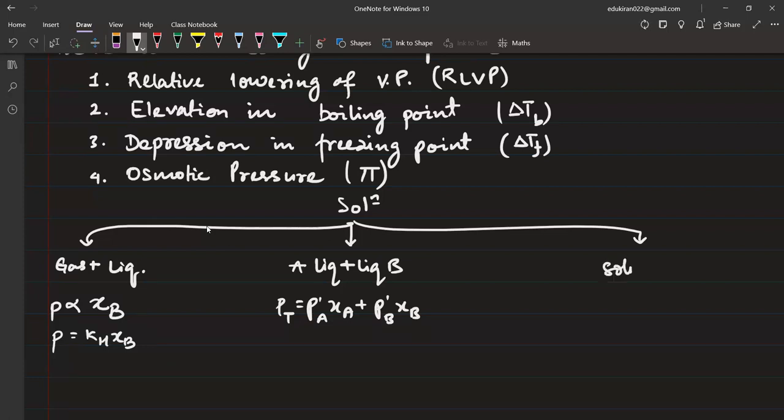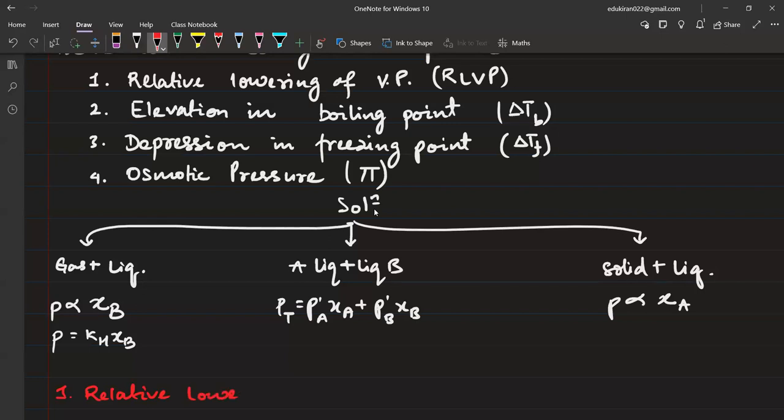But when we have solid plus liquid, that means solid is the solute and liquid is the solvent. In that case, the pressure will only depend on the mole fraction of solvent, that is A, because the solid is not going to vaporize. The only thing able to vaporize here is the liquid. That is why the pressure of the solution will be directly proportional to the mole fraction of the solvent. So starting from here, we can write out the topic, that is relative lowering of vapor pressure.